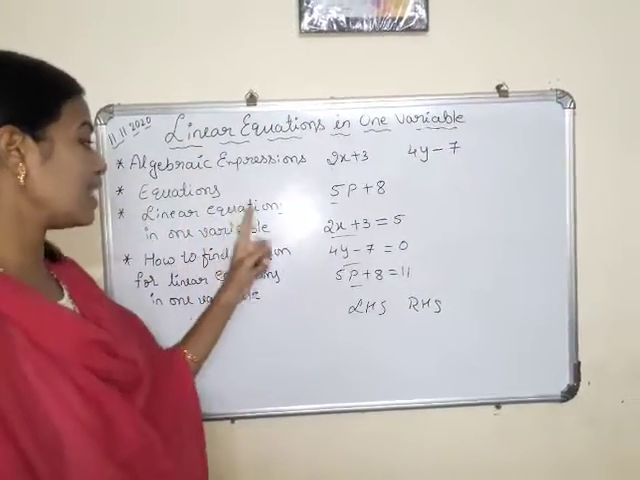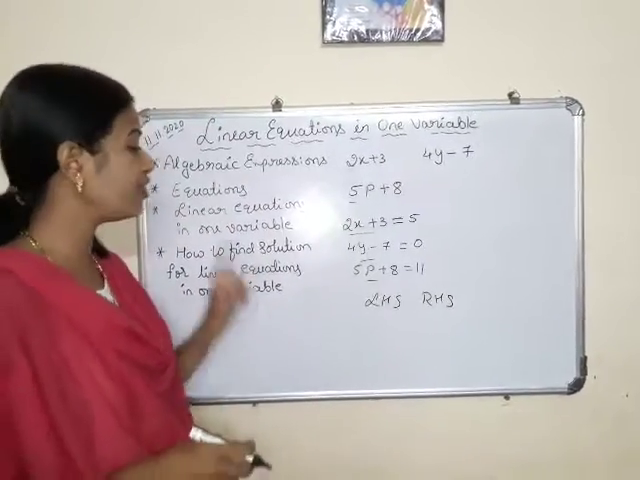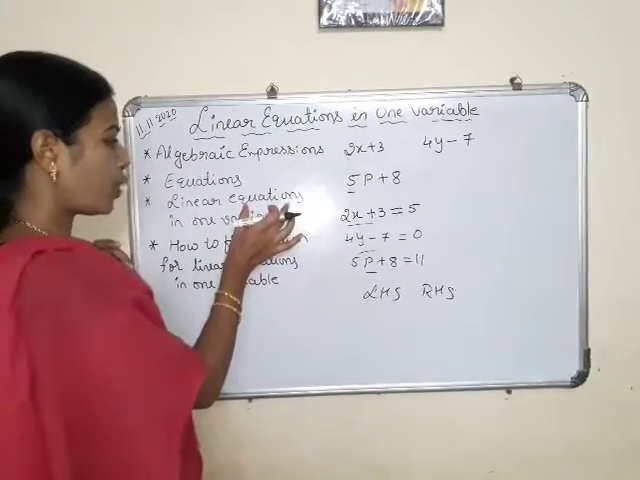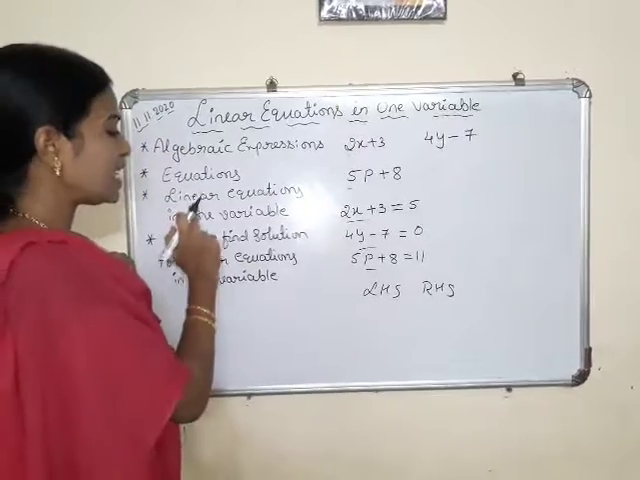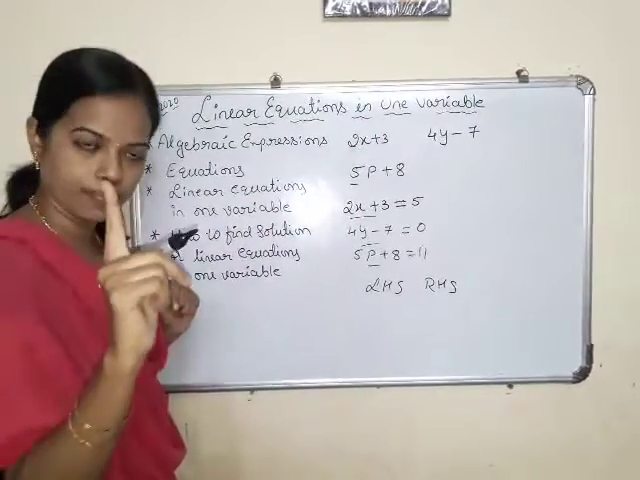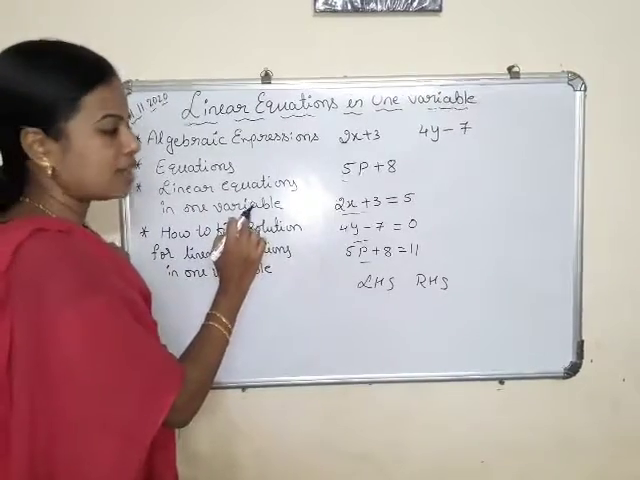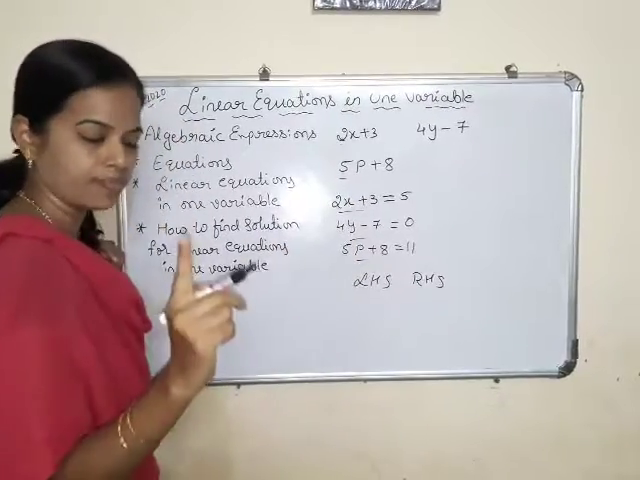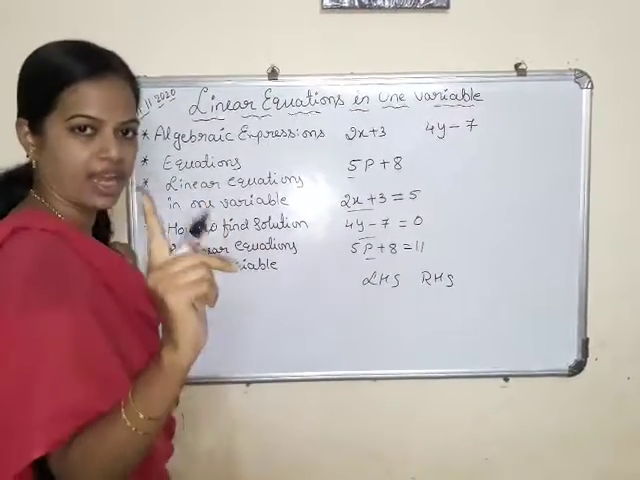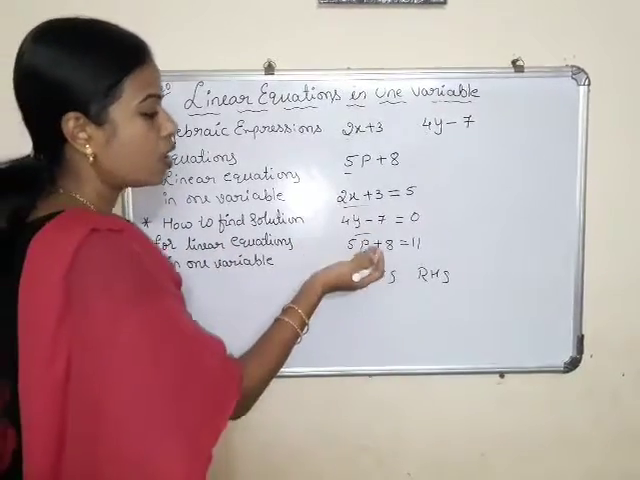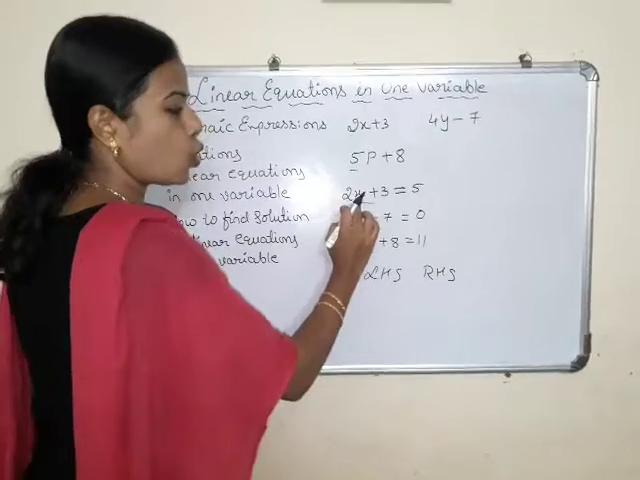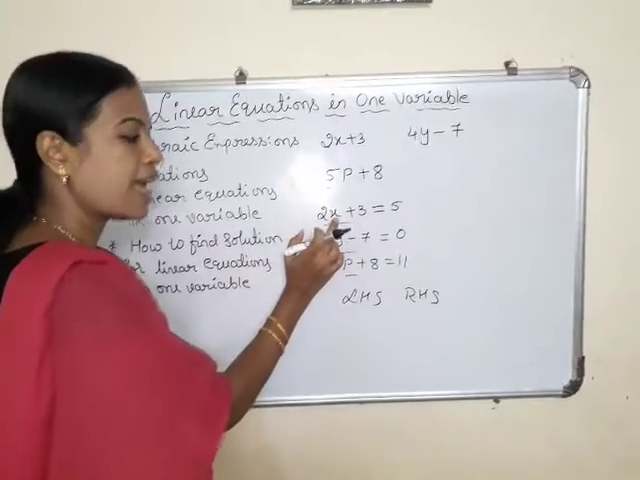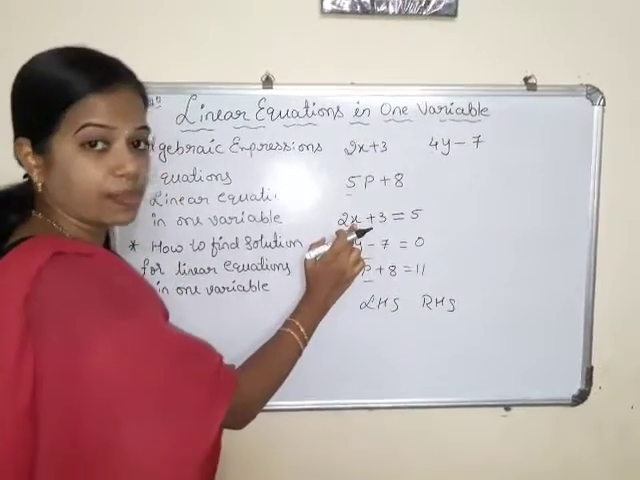Now we need linear equations in one variable. What is the meaning of linear equation in one variable? The name itself indicates it. We already know equations. Linear means always one. A linear equation in one variable is an equation where the highest power of the variable is 1, and there is only one variable; there is no other variable. If I take one equation, 2x plus 3 equals 5, how many variables are there? Only one variable, x. Here x has the highest power 1.